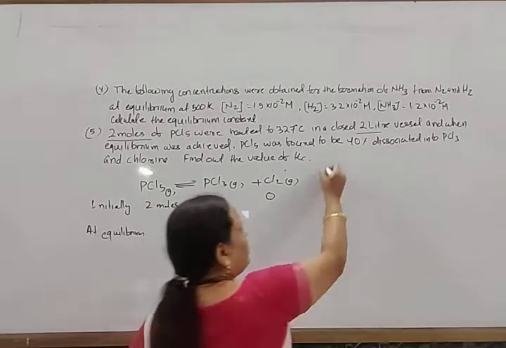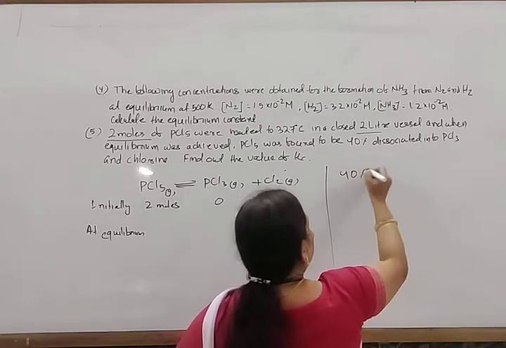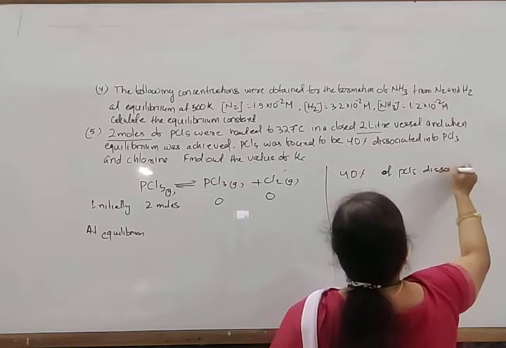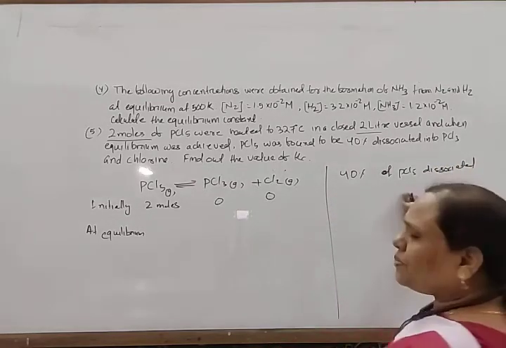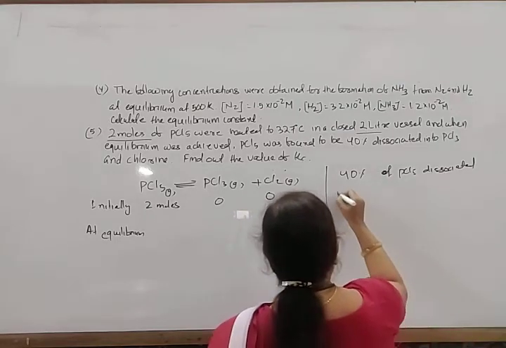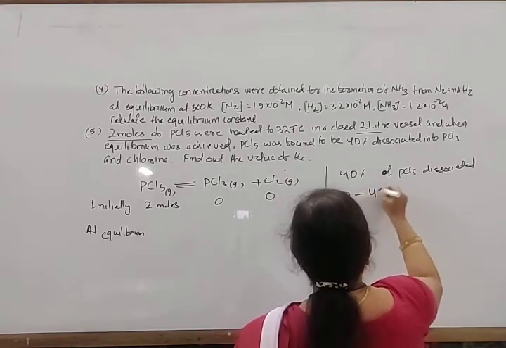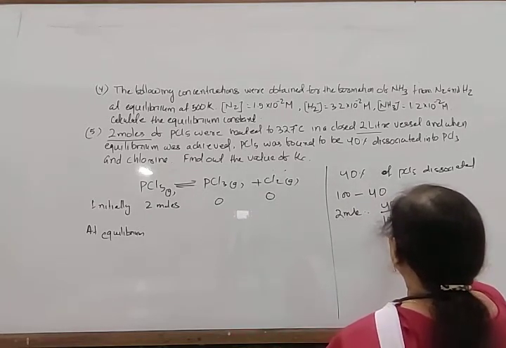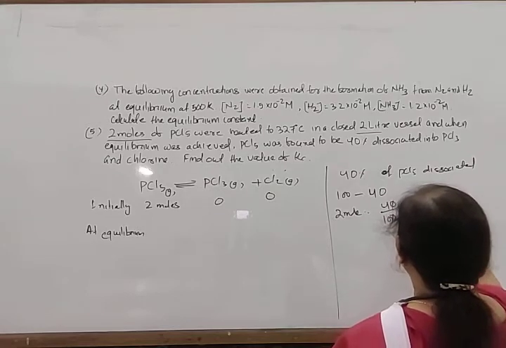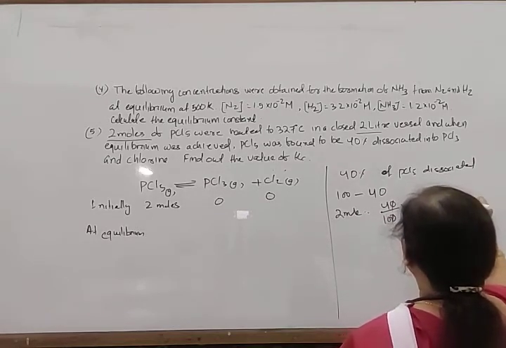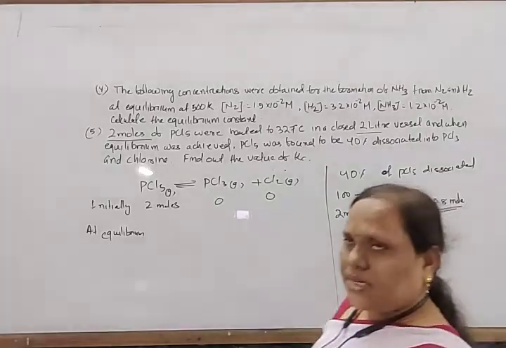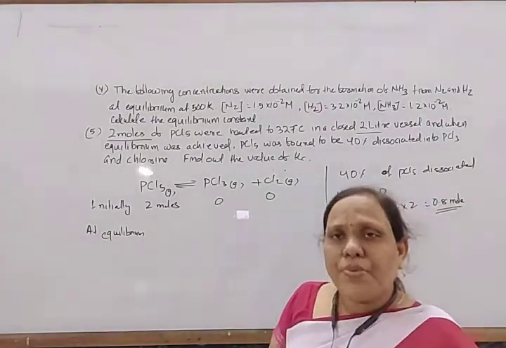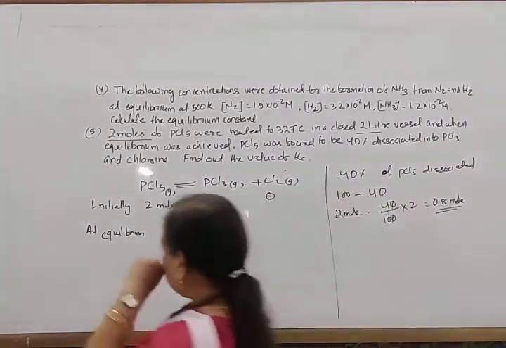what happens at equilibrium? At equilibrium, 40% of PCl5 is dissociated. That means 40 by 100 into 2 moles, which is 0.8 mole. So 0.8 mole of PCl5 is dissociated from 2 moles. How much remains then at equilibrium?